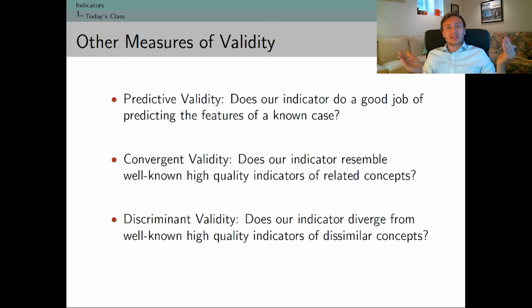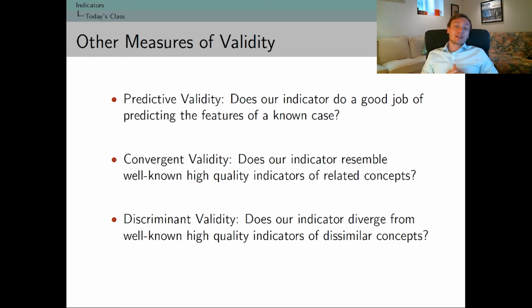That kind of thing would mean that it really clashes with existing measurements that are good measures of a related concept. And so if we don't have good convergent validity, then again we can ask ourselves the question, is this actually a good indicator? And then finally, discriminant validity, which I think is also interesting, right? Does this indicator diverge from high-quality indicators of dissimilar concepts, right?